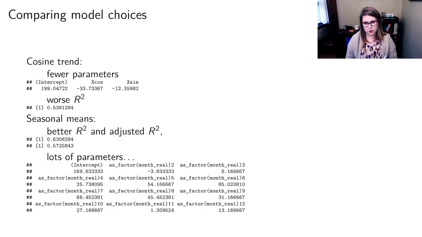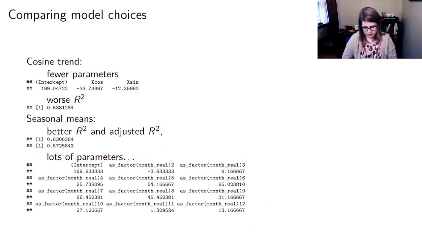So if we're going to compare between the cosine trend model and the seasonal means model, one thing that's good about the cosine trend model is that it has very few parameters. It just has 3 parameters, versus the seasonal means model, which has lots of parameters. The cosine trend, if we look at the R squared, it's not as good as the one for the seasonal means. Seasonal means has both better R squared and adjusted R squared. I don't think that I found the adjusted. I think this is just regular R squared here, but the adjusted R squared would be even lower. So this one is doing better with the R squareds.